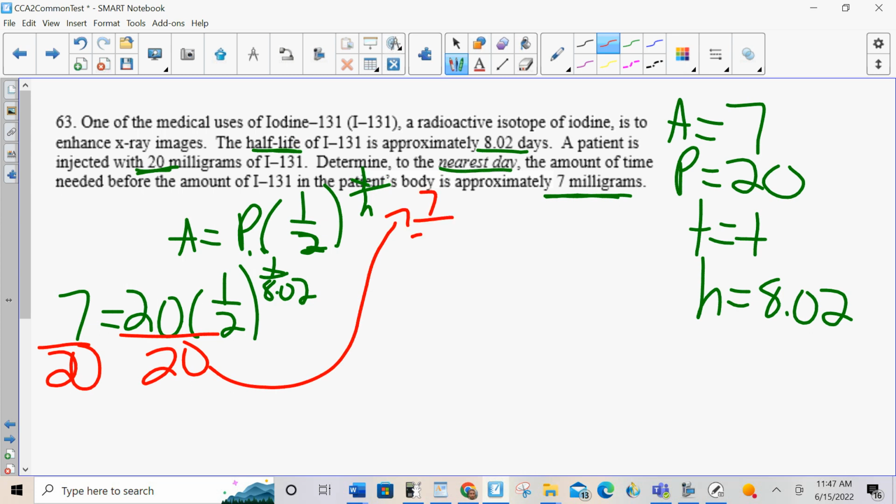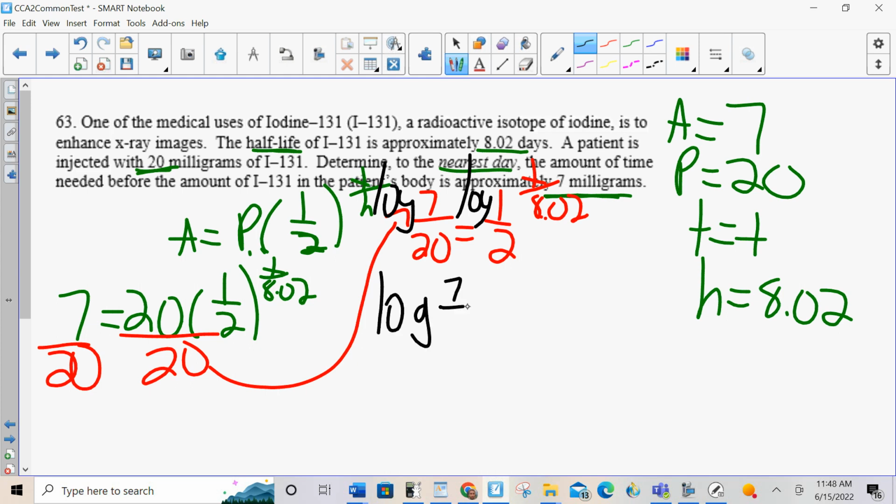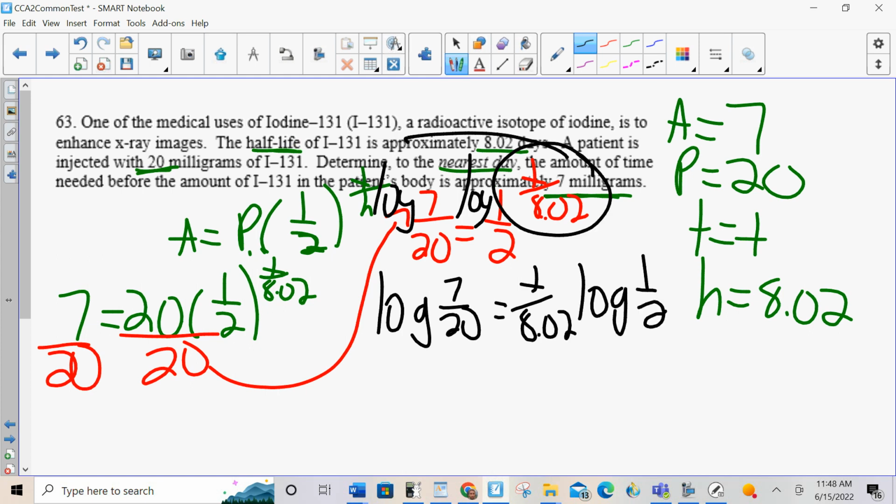Leave it as a fraction. 7 over 20 equals 1/2 to the t over 8.02. Now, log of both sides. Since I have a variable in the exponent, I get log of 7 over 20 equals t over 8.02 log 1/2. Remember, the exponent comes in front when you're doing logs. I don't like this fraction, this 8.02 on the bottom, so I'm going to multiply both sides by 8.02.